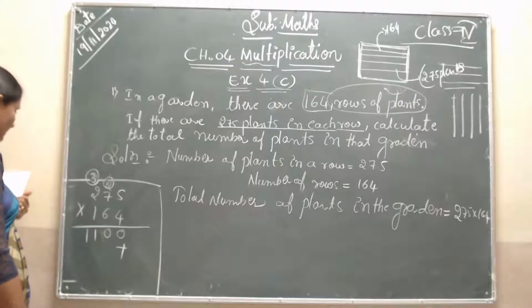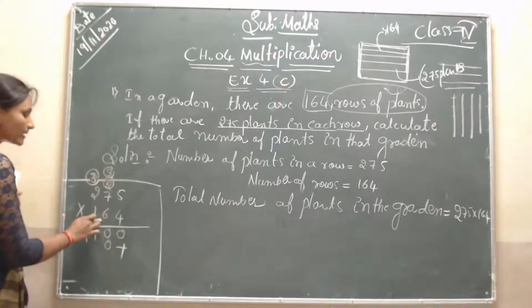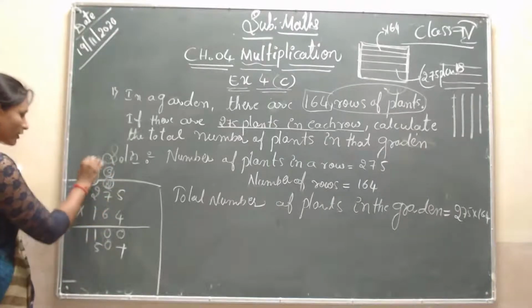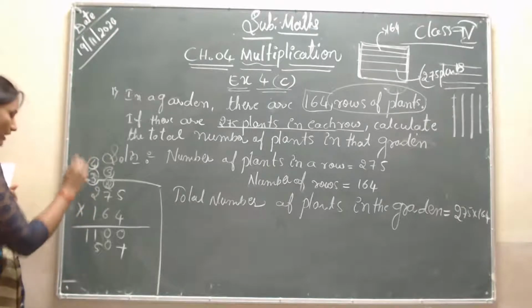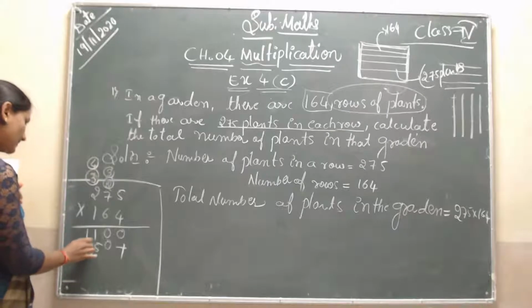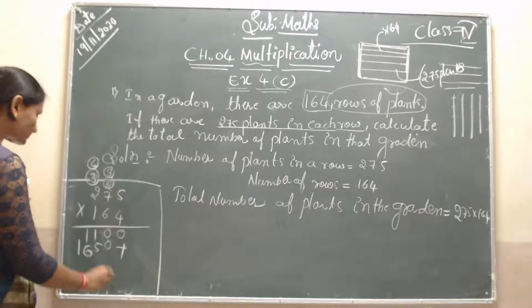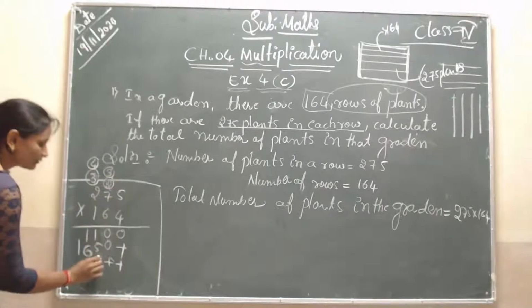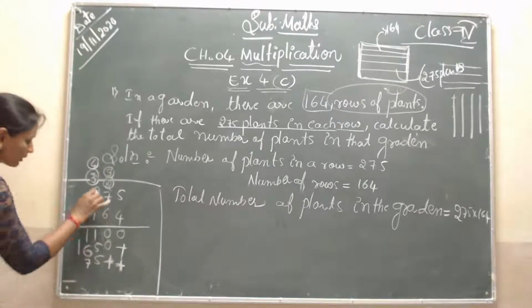Next, students, 6 5s are 30, carry 3. 6 7s are 42, 42 plus 3 is 45, write 5 and carry 4. 6 2s are 12, 12 plus 4 is 16. Next, write 5 in the tens place, 7, 2 and so on.